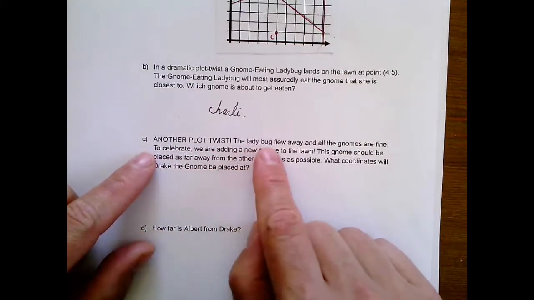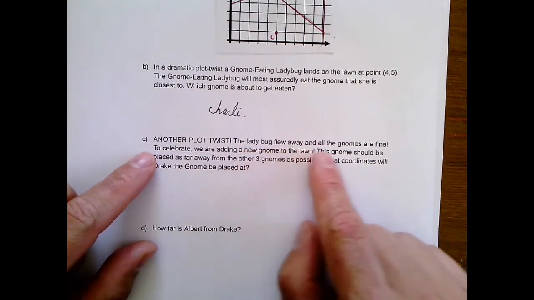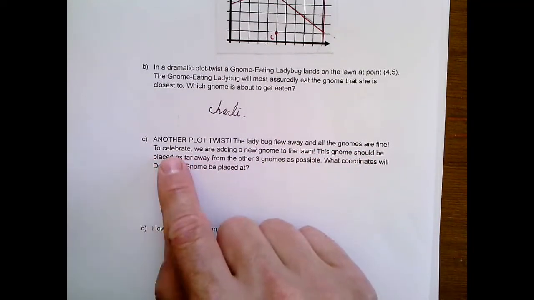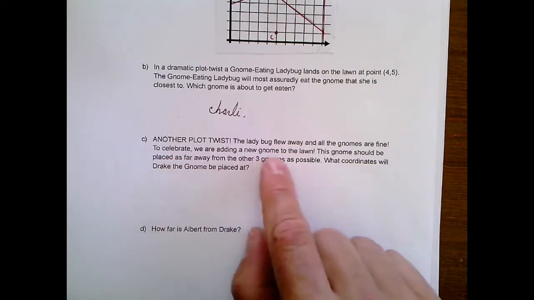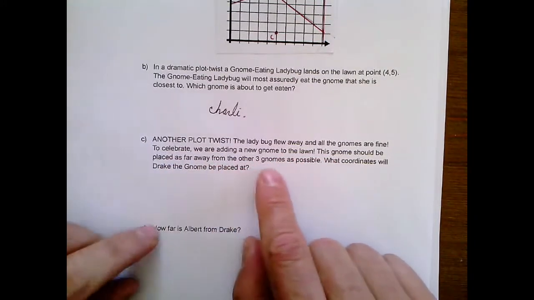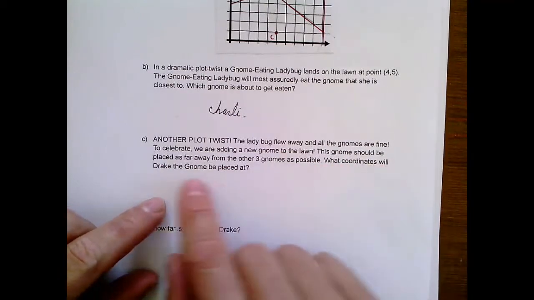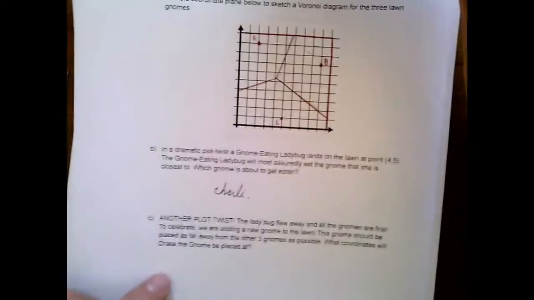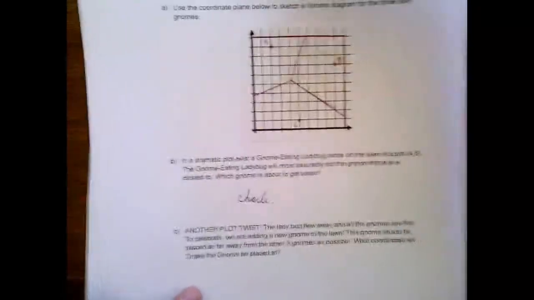Okay, let's keep going. Oh, another plot twist. It says the ladybug flew away and all the gnomes are fine. Whew, thank goodness. To celebrate, we are adding a new gnome to the lawn. And this gnome should be placed as far away from the other three gnomes as possible. What coordinates will Drake, the gnome, be placed at? Okay, so this is a conceptual idea here.